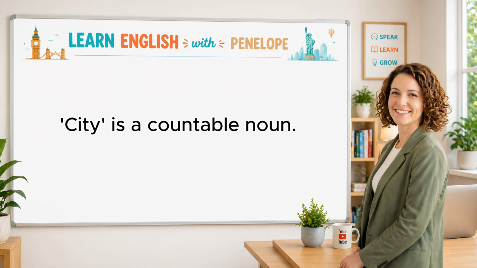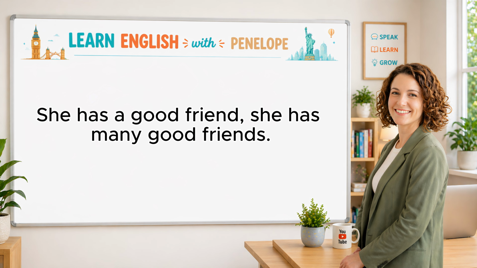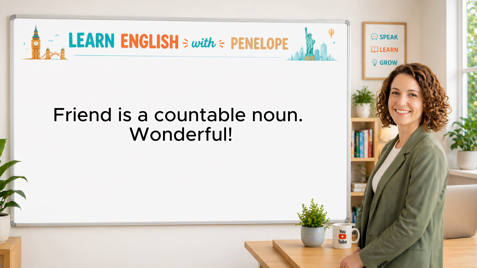Number 10. The word is friend. 1 friend, many friends. Here is a sentence. She has a good friend. She has many good friends. Friend is a countable noun.